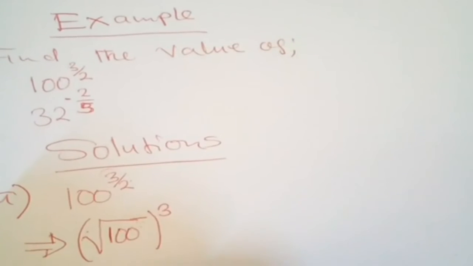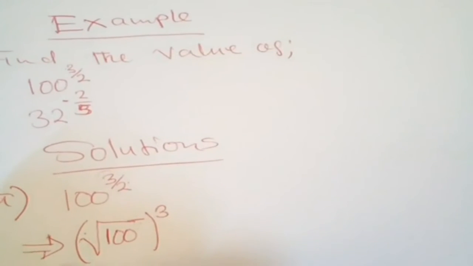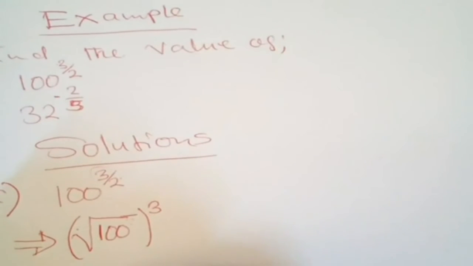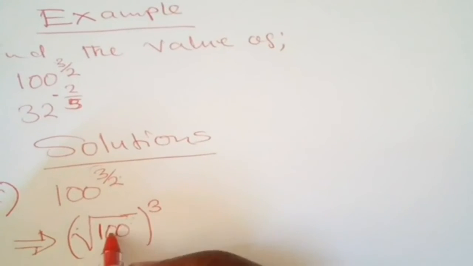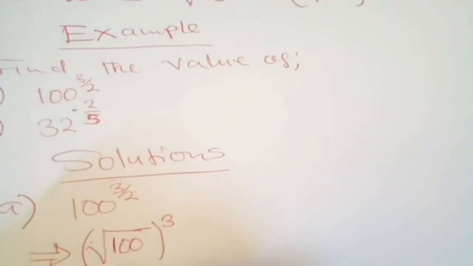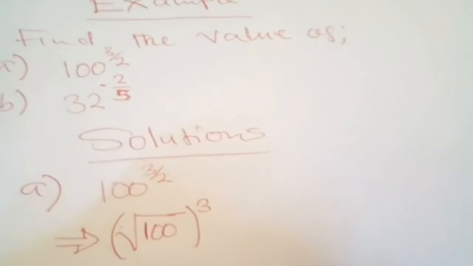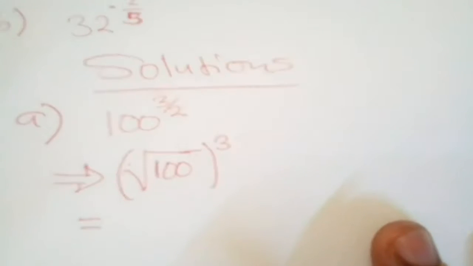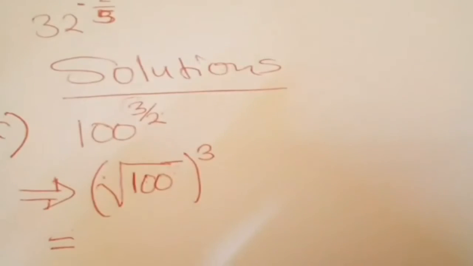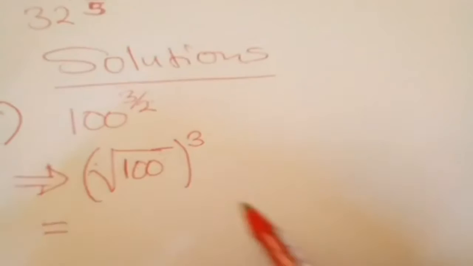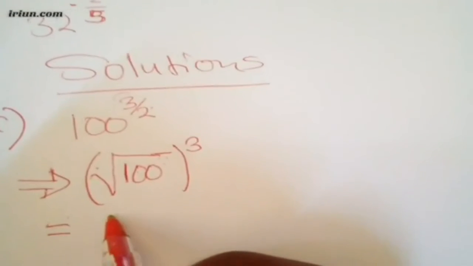So this is going to be equal to, the square root of 100. The square root means you are being asked to find the number, a small number, such that when that number is multiplied by itself twice, you are going to get 100. So the square root of 100 is 10.